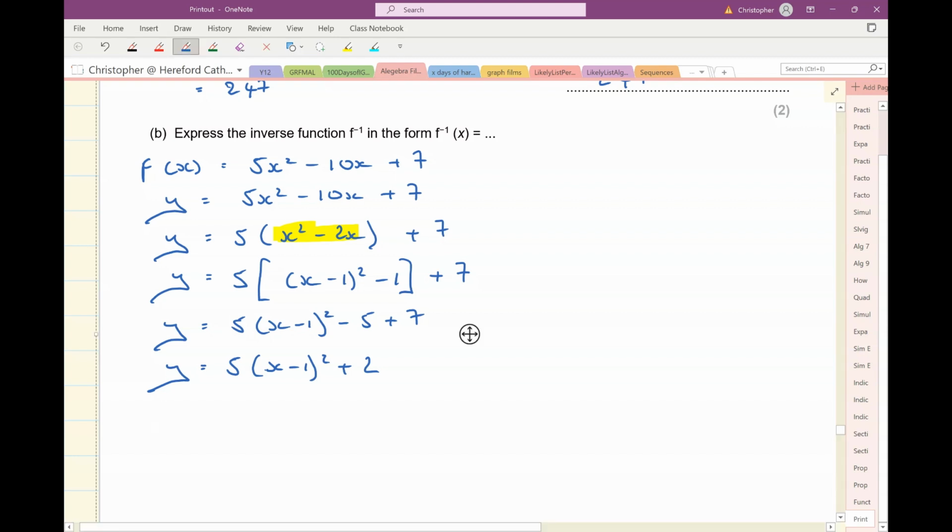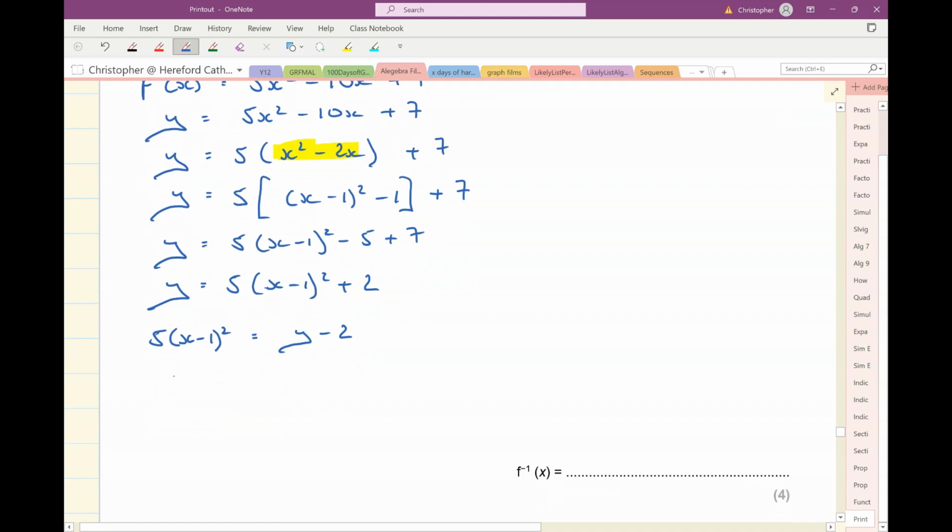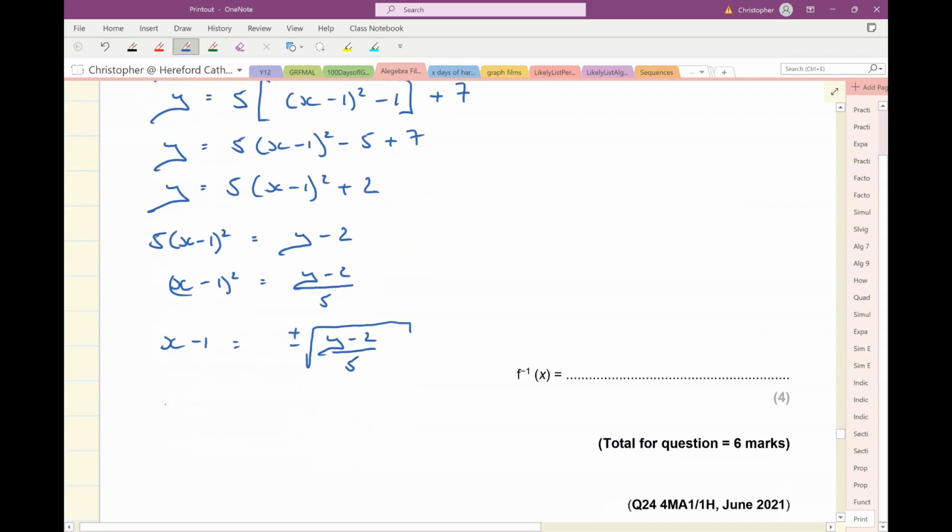So I'm going to have 5(x − 1)² = y − 2. Let's divide both sides by 5. (x − 1)² is (y − 2)/5. Let's square root both sides. x − 1 is either of the two square roots of (y − 2)/5. Let's add 1 to both sides, writing that 1 at the beginning of the expression. Okay, so there you have it.